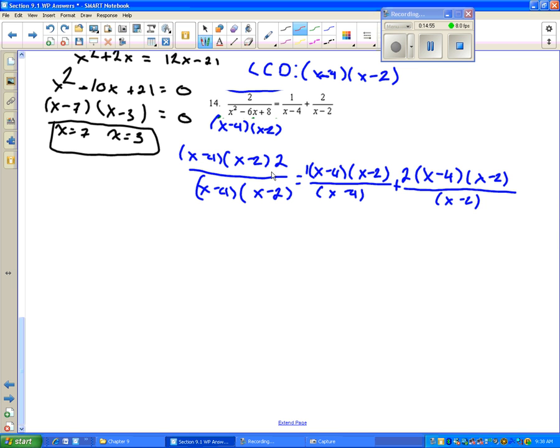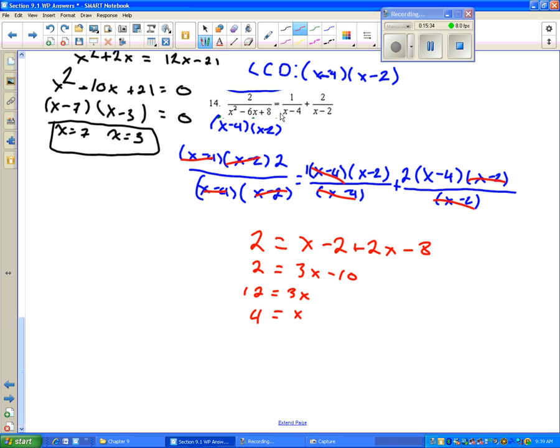Now I can come into each of these separate fractions and cancel. x minus 4, x minus 4, x minus 2, x minus 2. This reduces to 2. I got rid of my denominator. x minus 4, x minus 4, I'm left with x minus 2. x minus 2, x minus 2. Distribute the 2. I get plus 2x minus 8. Combine like terms. I get 3x minus 10. Add 10 over. 12 is equal to 3x. So x is equal to 4.